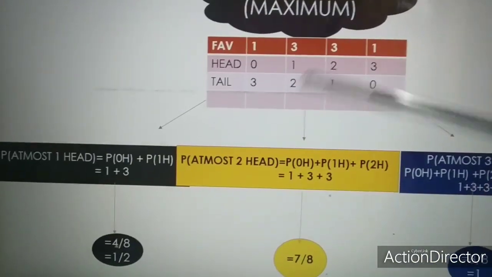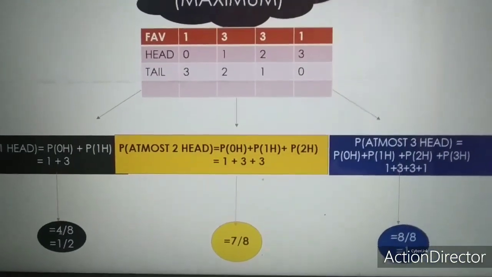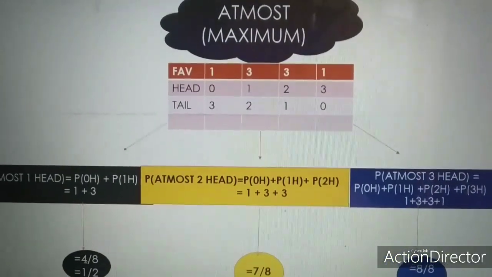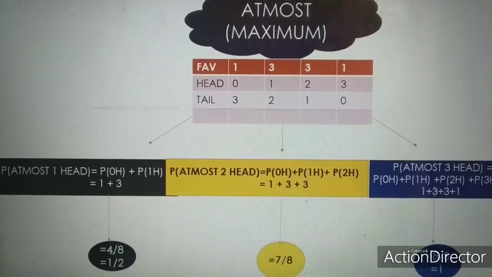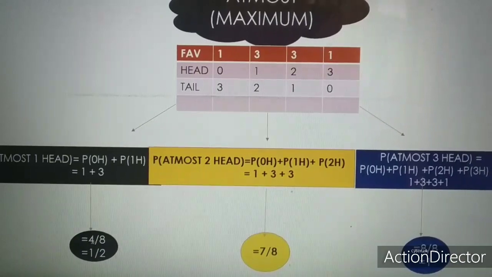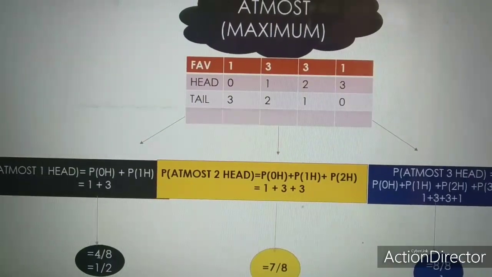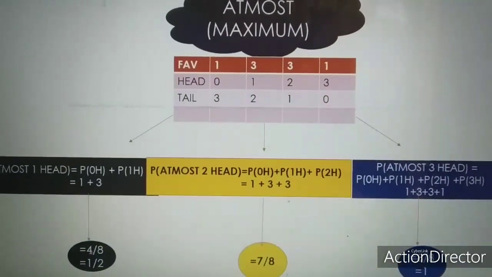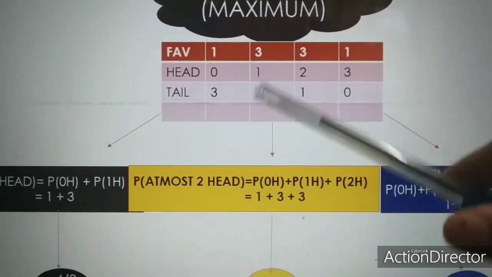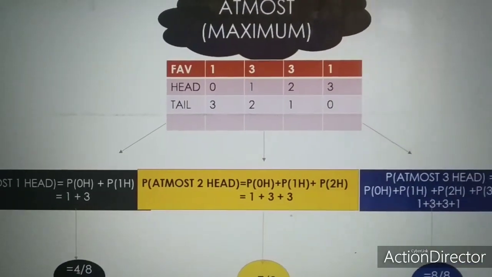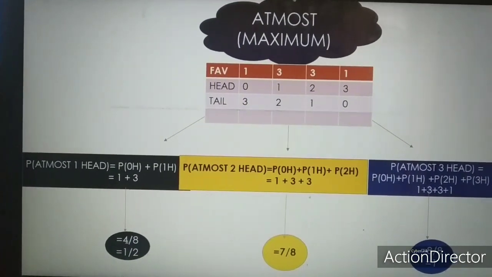So this table will be very useful. Just see the favorable outcomes and write them over here. This trick is very useful to attend your MCQ questions. Instead of writing out the whole sample space and then finding the answer, if you remember this table and this trick, it is very useful to attend MCQ questions. Just like head, I can also write the same answer for at most 1 tail, at most 2 tails and at most 3 tails. In that case, I have to see the row of tail, and take the favorable outcomes according to the given table. Hope you understood this trick very nicely and you can use it in your MCQ questions.